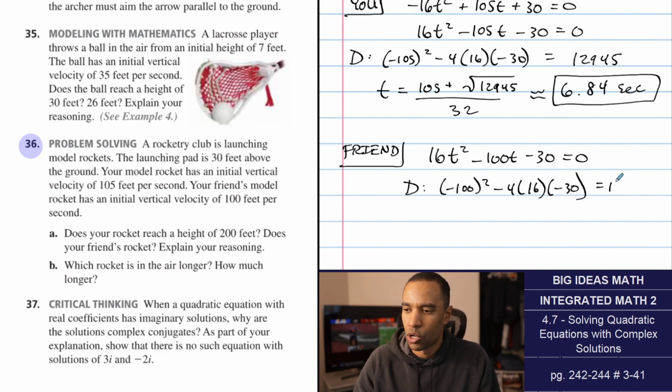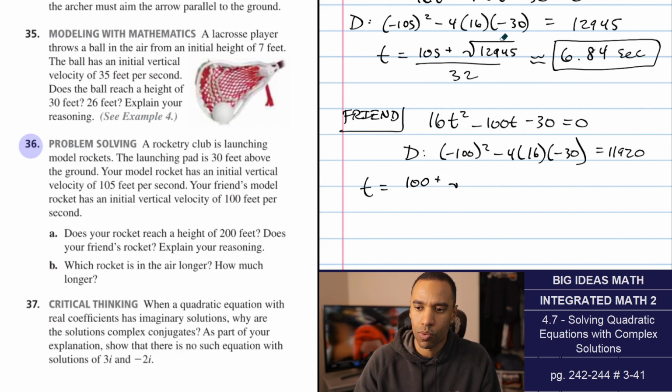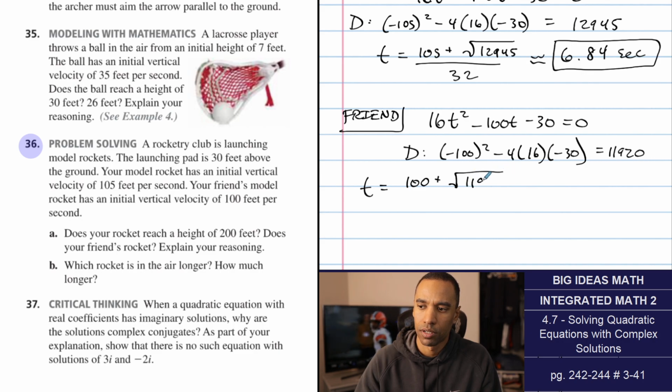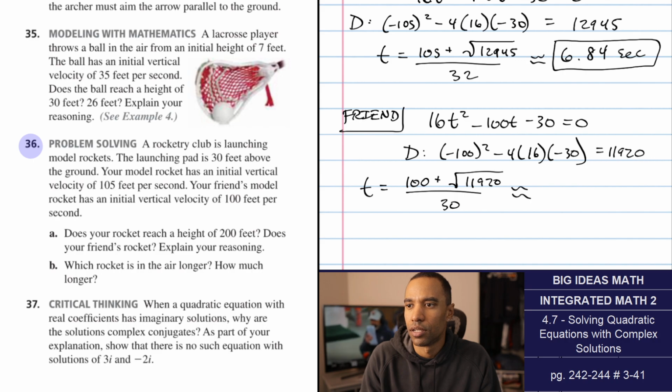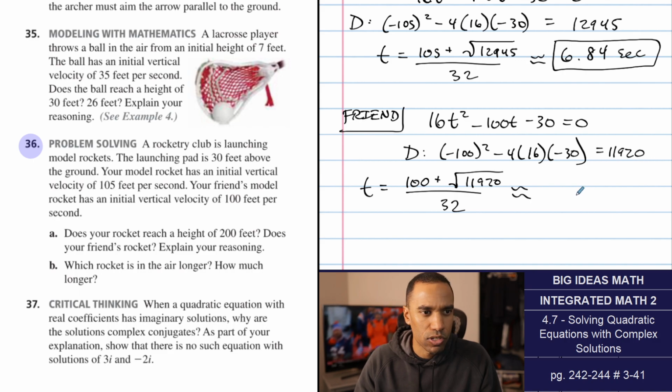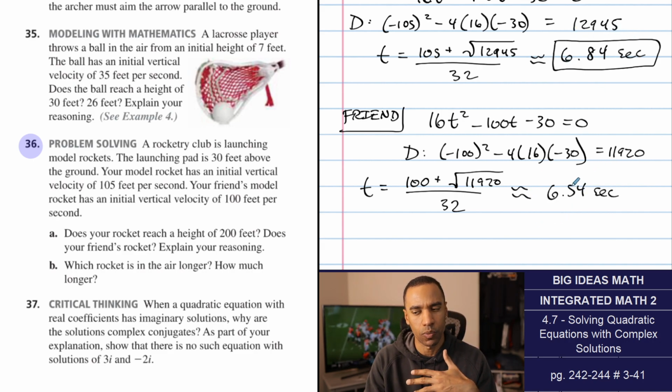Also assuming that's not a perfect square, 11920. So we're going to be doing t equals 100 plus or minus. Let's just do plus the square root of 11920 all over 32, not 30, I'm sorry, 32. And this is about 6.54 seconds. So despite the fact that my rocket hit that 200-foot mark and this one didn't, it's not in the air much longer.